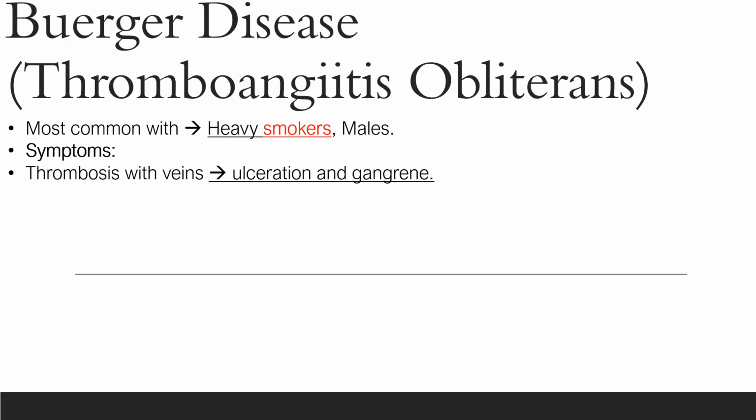The symptoms of this: you'll have thrombosis with the veins, mostly in your fingers and toes. Without the blood flow, you'll have ulceration and necrosis and gangrene formation, and you'll lose your toes and your fingers, towards the tips.